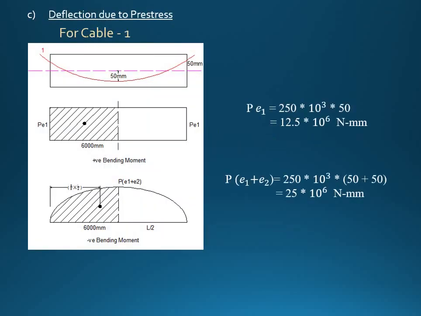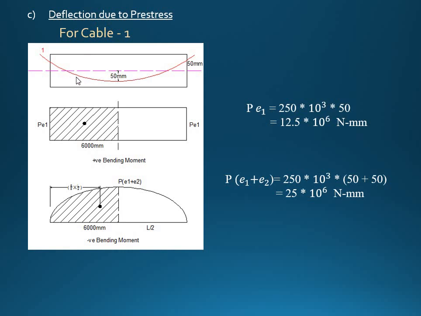The next one is deflection due to pre-stress. As I told, the third case is deflection due to pre-stress. But here we have 4 different kinds of cable. So what we should do is, we should take each cable separately, then we should find out the deflection due to pre-stress, or we should calculate the bending moment variations. So let's start with the first cable.